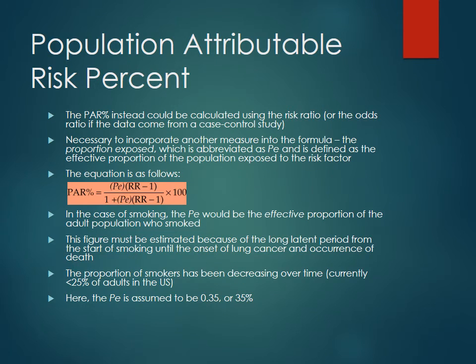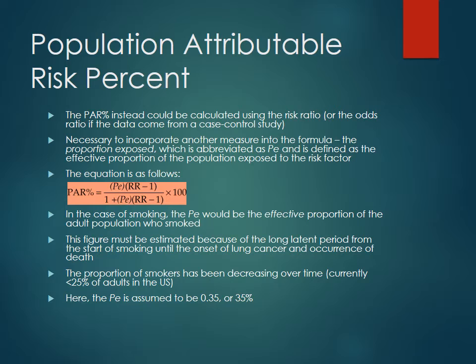The PAR percent could also be calculated using the risk ratio, and this is done very similarly. You could use the odds ratio if the information is coming from a case-control study, but it's necessary to incorporate one other measure into the formula, the proportion exposed, or the PE. This is one more variable you'd have to put in here, defined as the effective proportion of the population exposed to the risk factor. So in this case, the equation is going to be as follows.